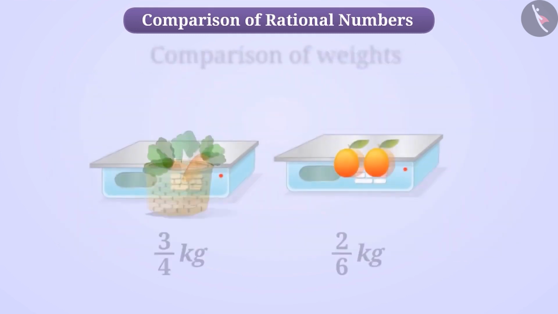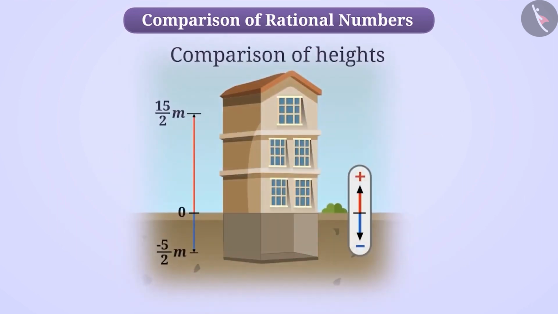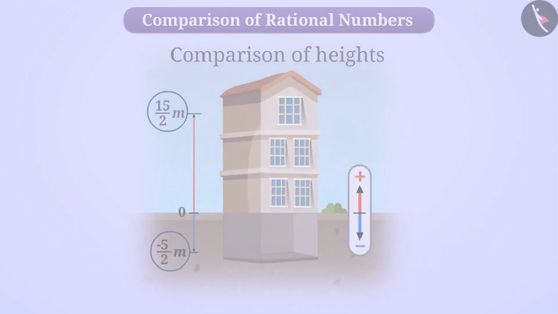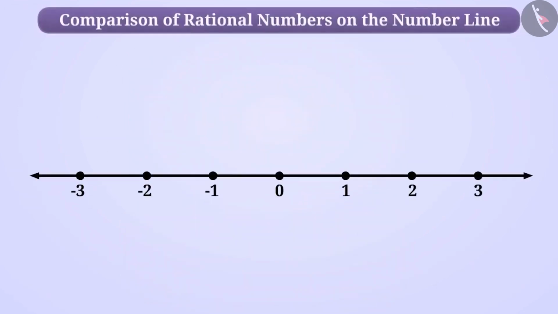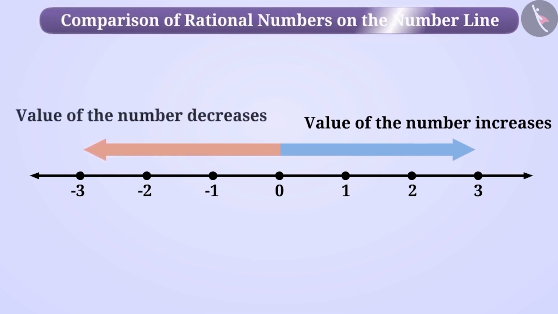Similarly, we need to compare weights, compare heights, etc. So let's understand how to compare two rational numbers. We can compare rational numbers easily on a number line. On the number line, while the values of numbers increase towards the right, they decrease towards the left.